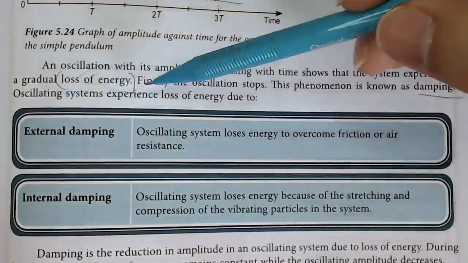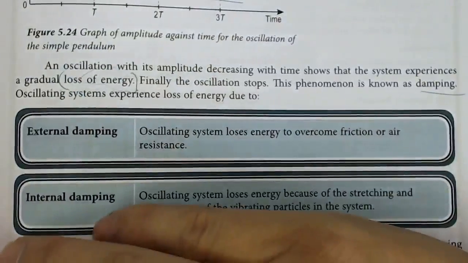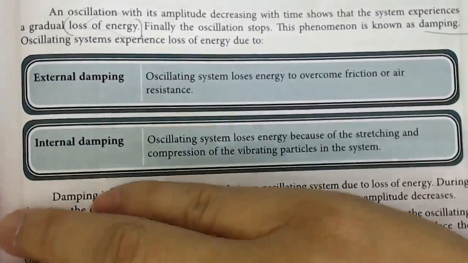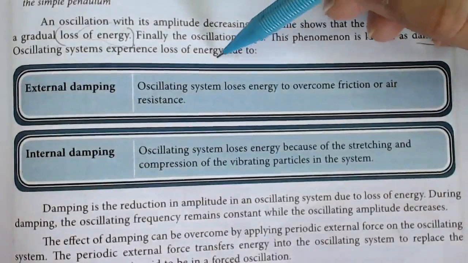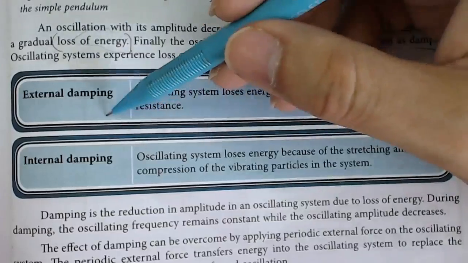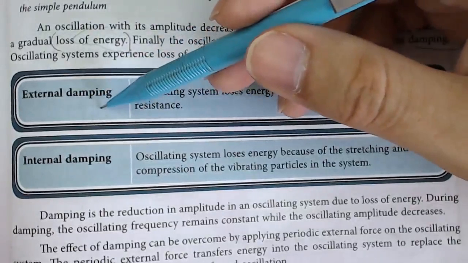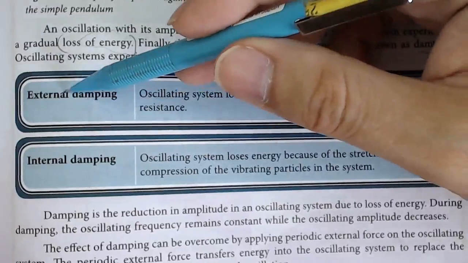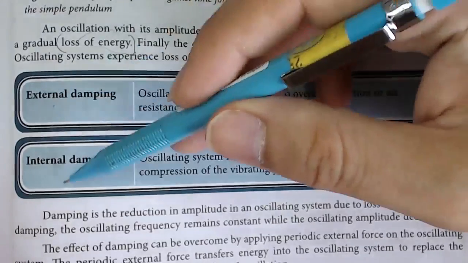Oscillating systems experience loss of energy. How, you may ask for more detail. You may ask again, then what caused the system to lose the energy? There are two things that make any system lose energy. The first thing is external damping.